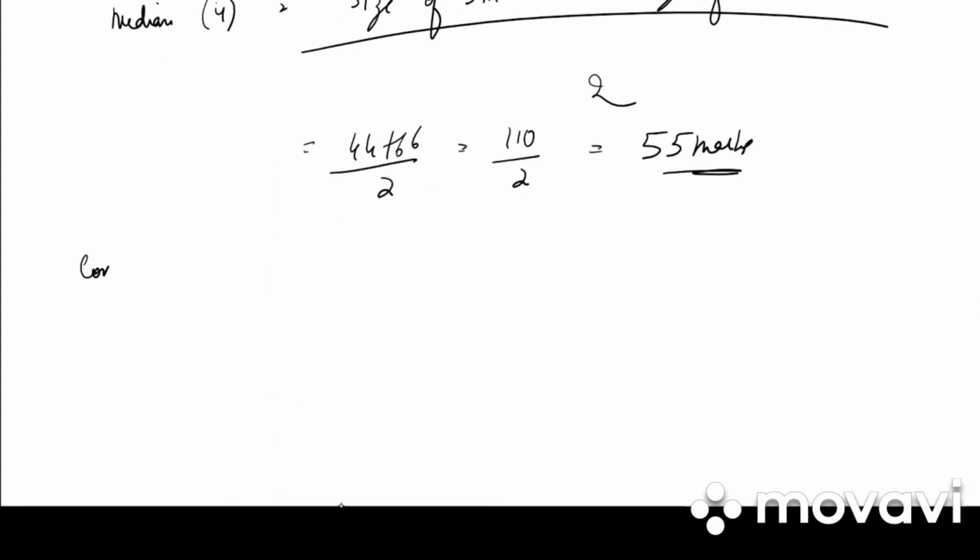Write down the next line. Conclusion. Median marks of accountancy (Y) are more than that of statistics (X). Therefore, level of knowledge of students is higher in accountancy. Clear?